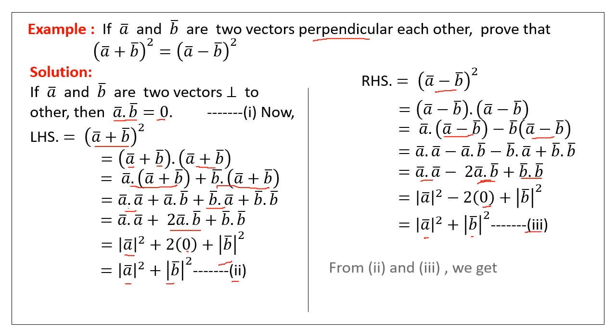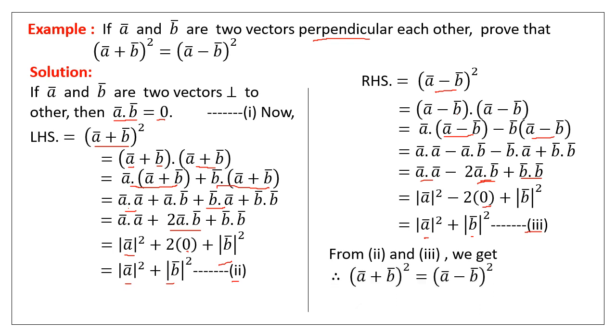Look at it, student, from equation 2 and 3 what we have? (a bar plus b bar) square equals (a bar minus b bar) square, hence proved.